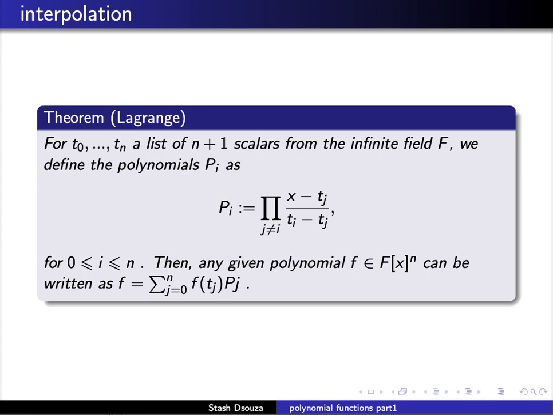Given this definition of the polynomials Pi, any given polynomial f of degree at most n over the field F can be written as the sum, as j goes from 0 to n, of f(tj) Pj. f(tj) is the evaluation of the polynomial over the field F at the point tj, and Pj are the Lagrange polynomials we have just defined. In other words, f is written as a linear combination of the Lagrange polynomials with the scalar coefficients given by the evaluations of f at these special unique points tj.